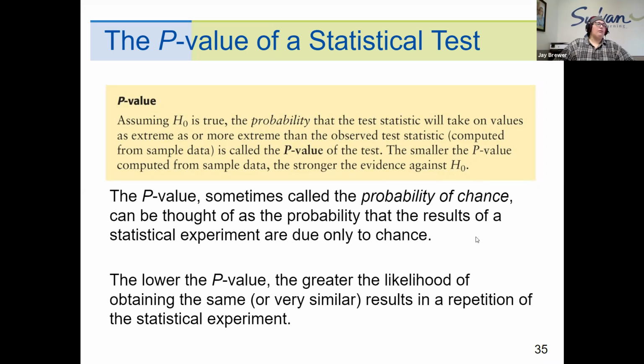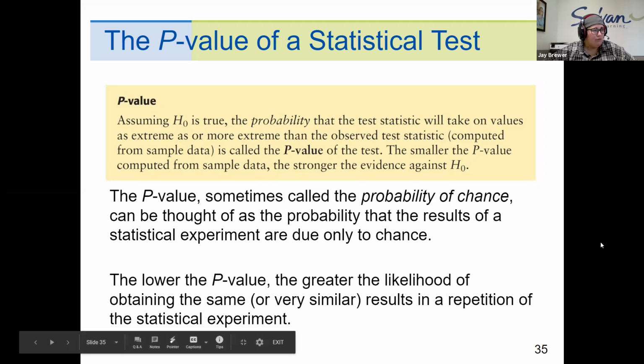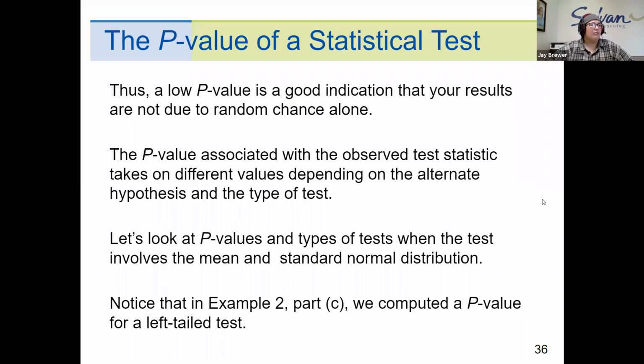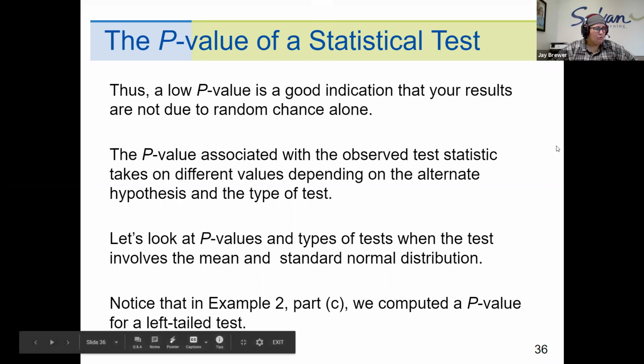All right. The p-value, sometimes called the probability of chance, can be thought of as the probability that the results of the experiment are due to only chance. The lower the p-value, the greater the likelihood of obtaining the same or very similar results in repetition of the statistical experiment. Thus, a low p-value is a good indication that your results are not due to random chance alone. The p-value associated with the observed statistic takes on different values depending on the alternate hypothesis and the type of test. Okay, so let's look at some more examples.